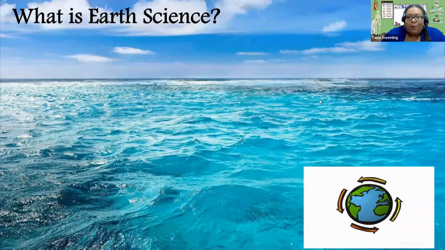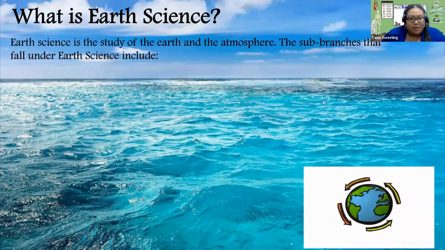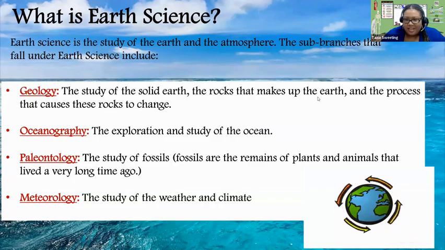Then we have our earth science. In earth science, we study the earth and the atmosphere. The sub-branches of earth science include geology, oceanography, paleontology, and meteorology. So the first sub-branch of earth science, geology. Simply put, geology is the study of rocks. That's what we study in geology, the study of rocks.